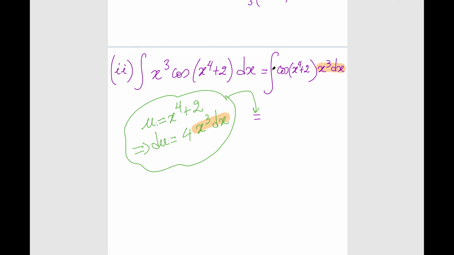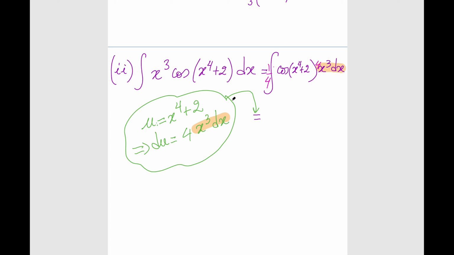So you can multiply by 4 and divide by 4, or you know what? How about instead of multiplying by 4 and dividing by 4, what I'm saying is instead of putting a 4 here to make up for the du and dividing by 4, I can do so.